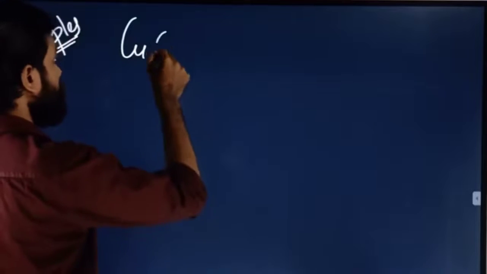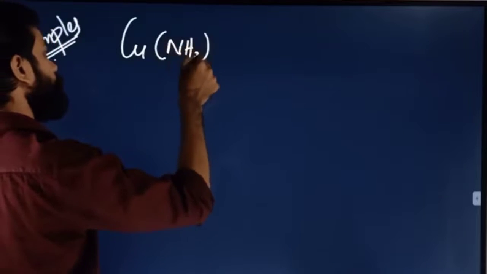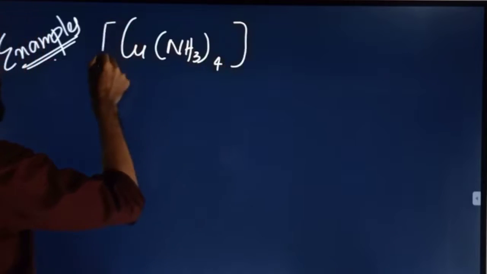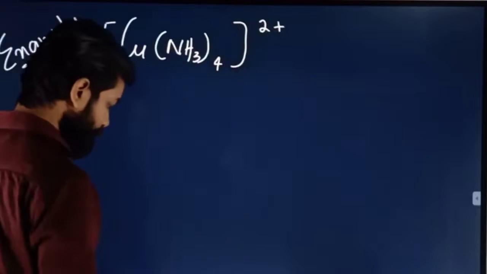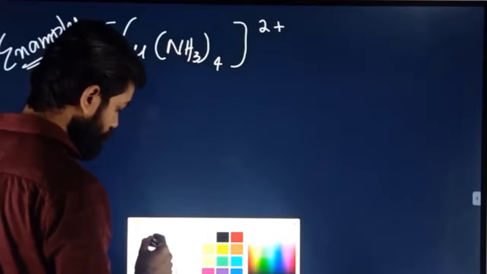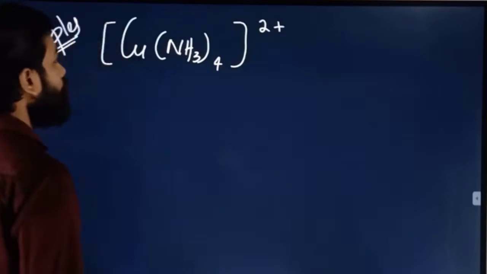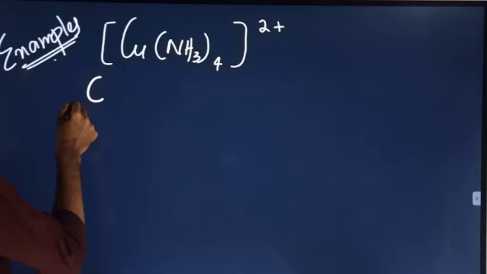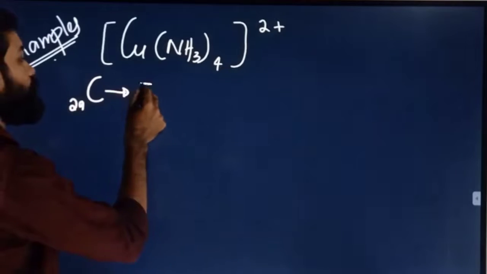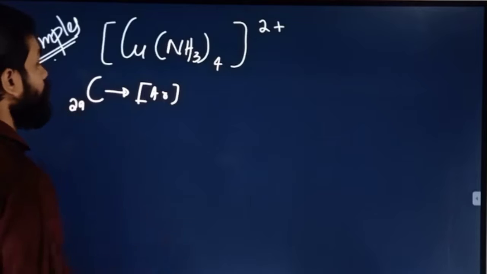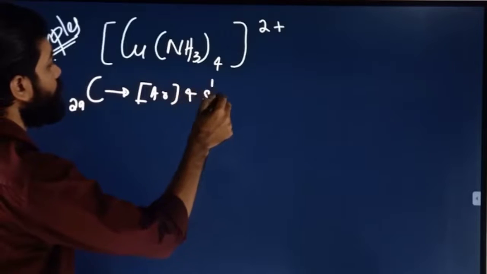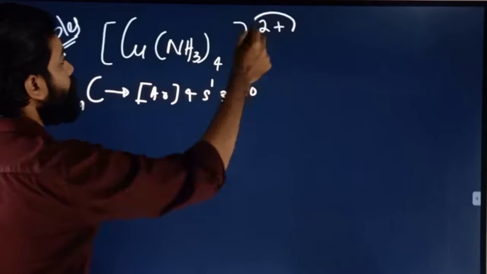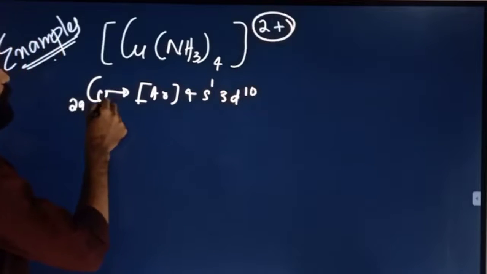So the next example is [Cu(NH3)4]2+. The copper has atomic number 29, and that's an exceptional configuration: argon 4s1 3d10. If copper is in +2 oxidation state, what happens?